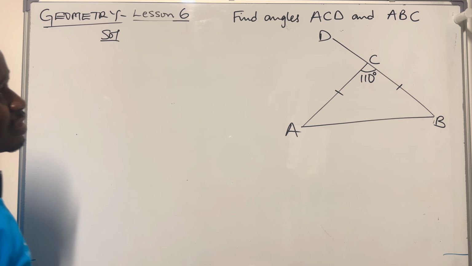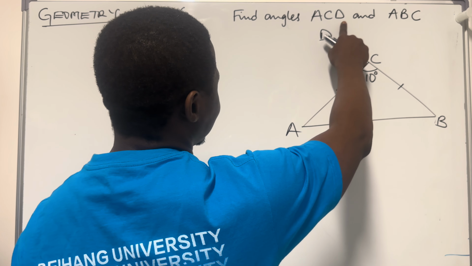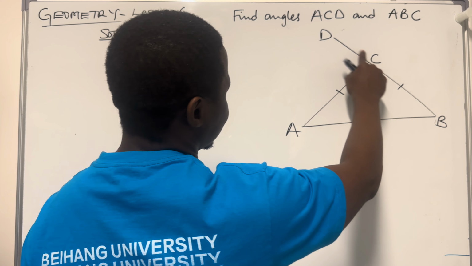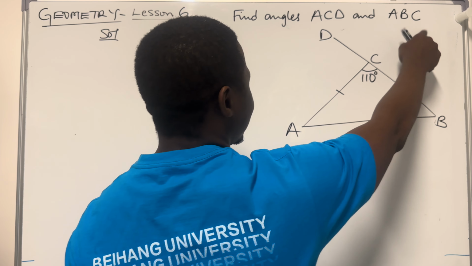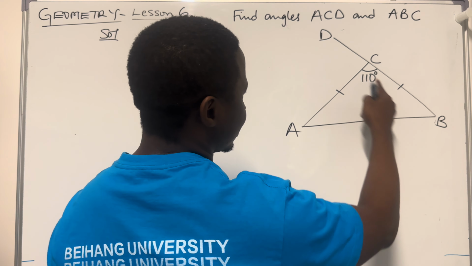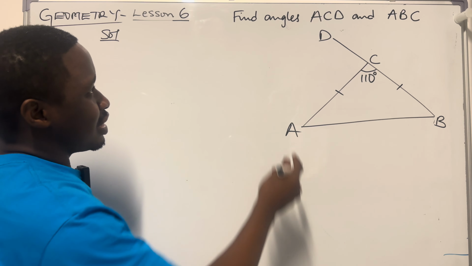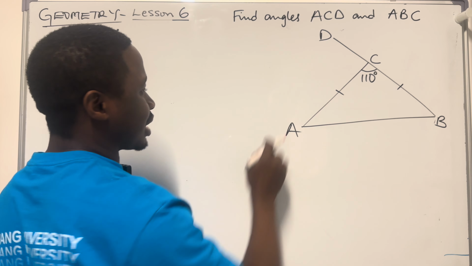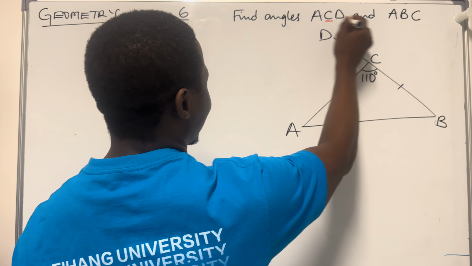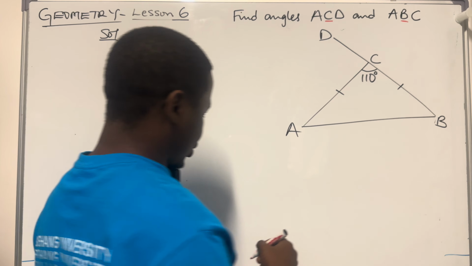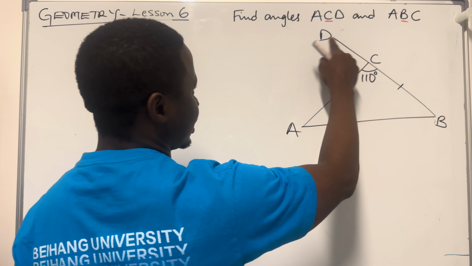We want to find two angles here: angle ACD, this angle, and angle ABC, this angle. Whenever you are given three uppercase letters to represent an angle, the angle is always located at the middle letter. So angle ACD means the angle at C.